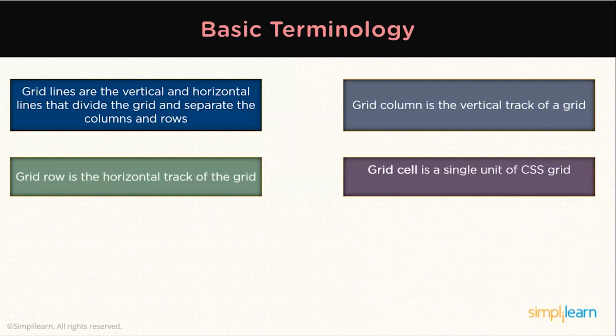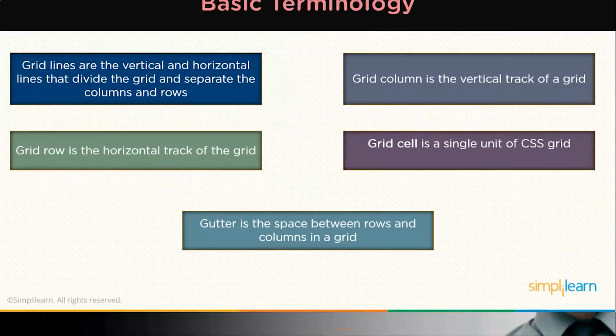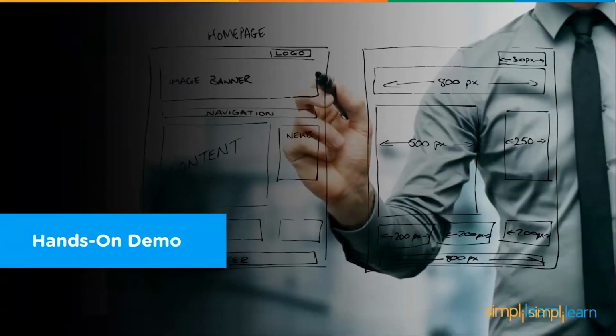The grid cell is the single unit of a CSS grid. And in grid design, a gutter is basically the width of the space between columns. A gutter margin is the white space formed by the adjoining inside margins of two facing pages in a book, or a space between columns on a page. So, with this, let's now move on to the hands-on demo and see how the grid system works in the actual world.